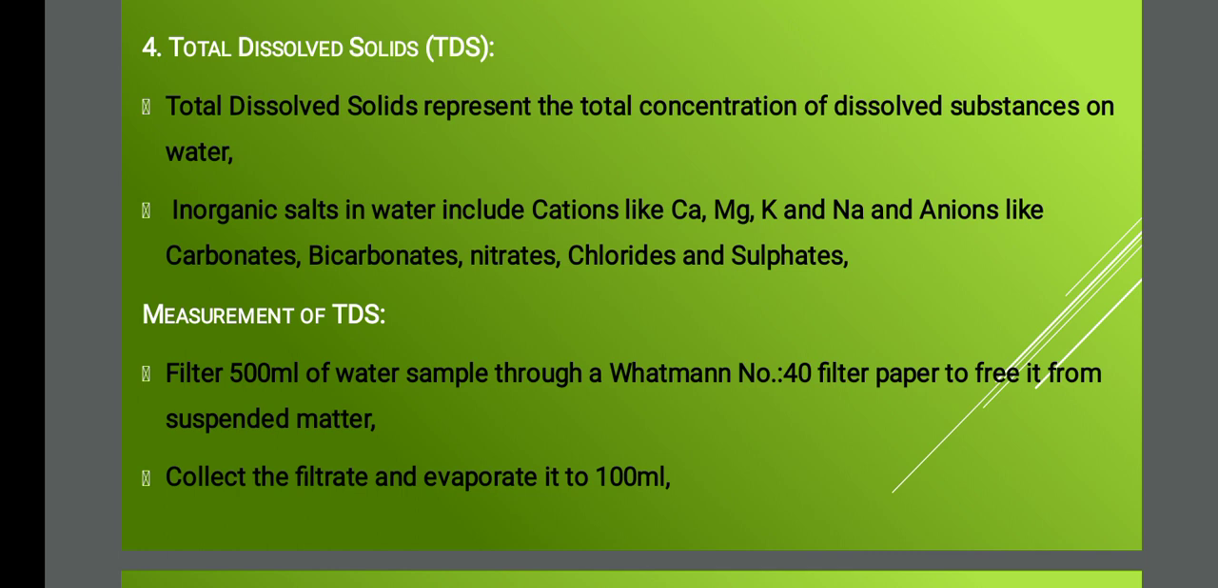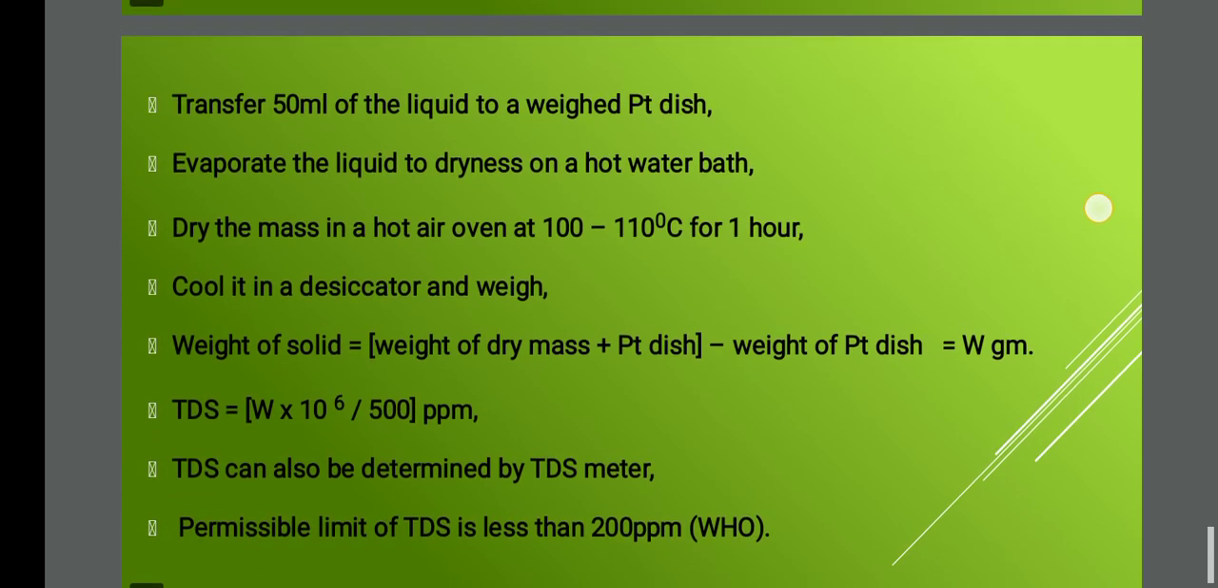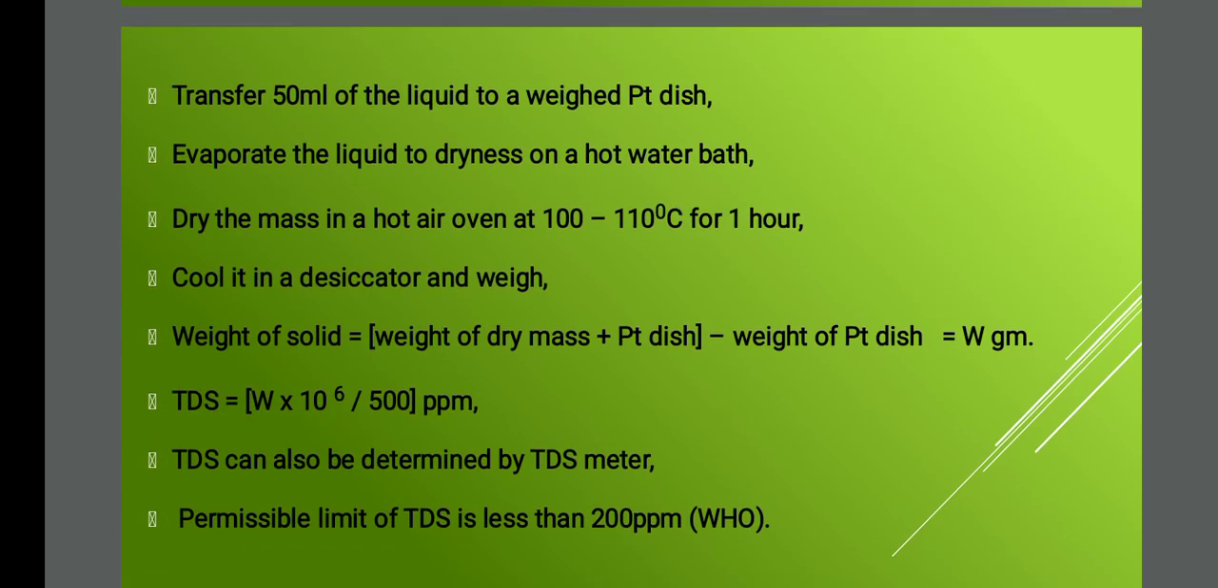I'll repeat. So take 500 ml of water sample, filter it through Whatman number 40 filter paper to remove the suspended matter. After removing, collect the filtrate and you have to evaporate to 100 ml. Then what you have to do here is you transfer 50 ml of the sample in a weighed platinum dish.